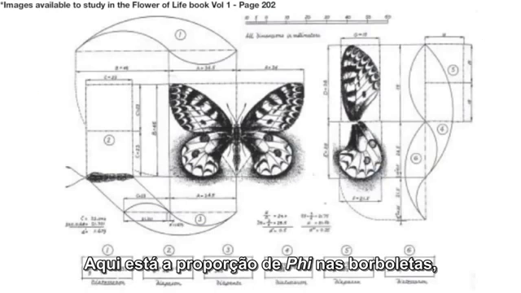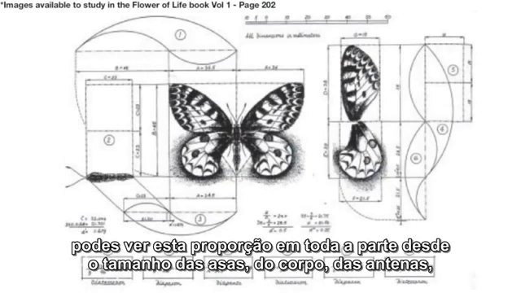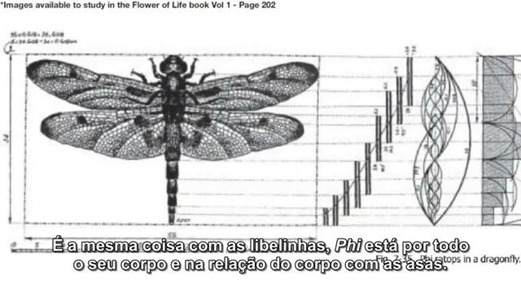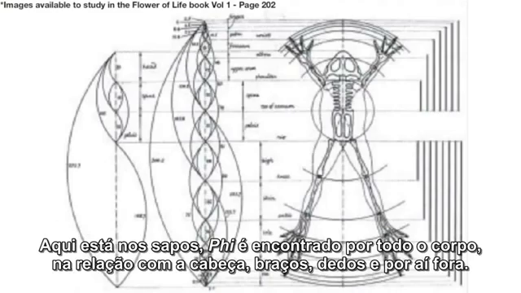Here is the Phi ratio in butterflies. You can see this ratio everywhere, from the wing size to the body to the antennas. They're all Phi ratios. Here's dragonflies. It's the same story. Phi runs along the entire body, and the relation to the body and the wings. Here it is in frogs. Phi is found throughout the body, in relation to the head, to the arms, to the fingers, and so on.